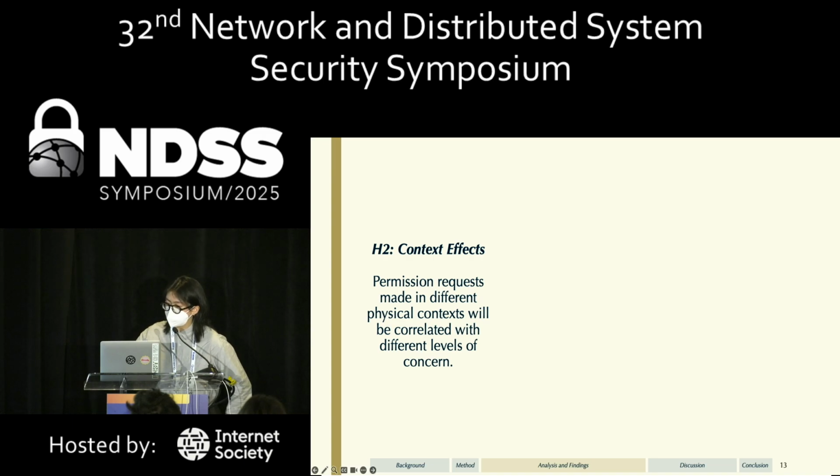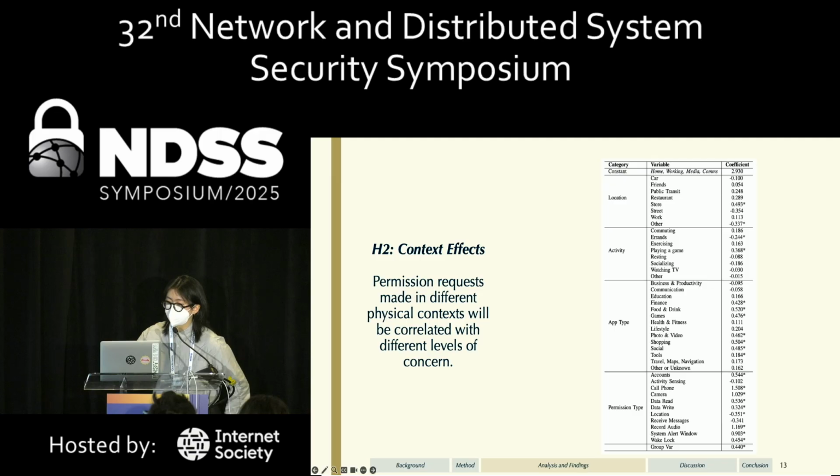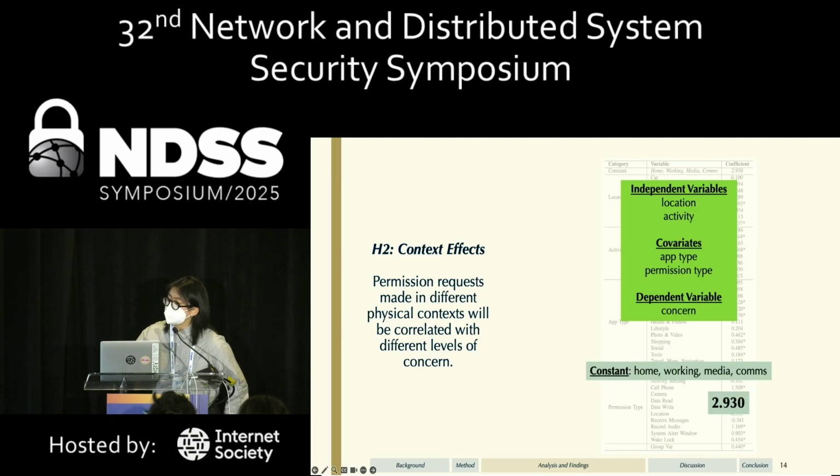Moving on to our second hypothesis about context effects, we constructed a mixed effects model. And so our independent variables were location and activity, and the covariates were the app type and permission type. And then the dependent variable was the participant reported level of concern for that specific PUD. So essentially, each data point represents a PUD and how a participant feels about that. And then we use the most common category in each variable as our baseline.